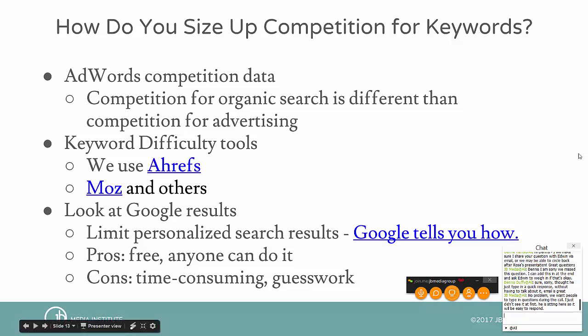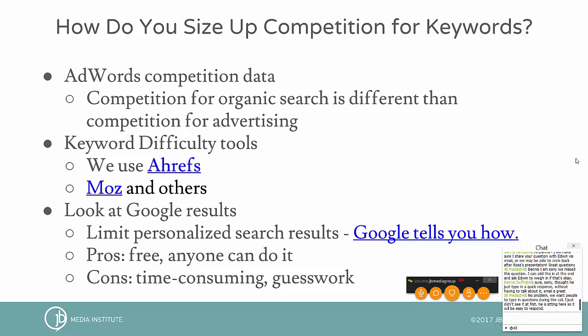So there are tools that you can pay for to use. There might be some free ones, I don't know. We use Ahrefs, it's great. Moz has a keyword difficulty tool, and there are others out there. But let's say you don't have these tools. Well, there's a really simple way that you can get a sense of the competition for your keywords, which is just to Google them and see what you find out.